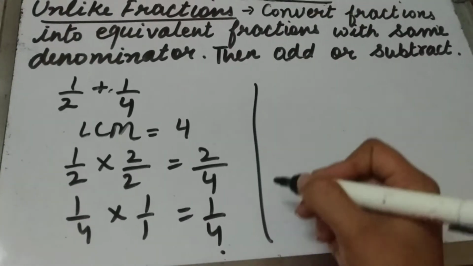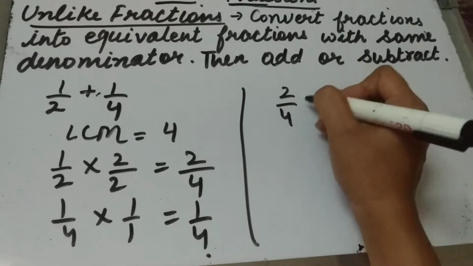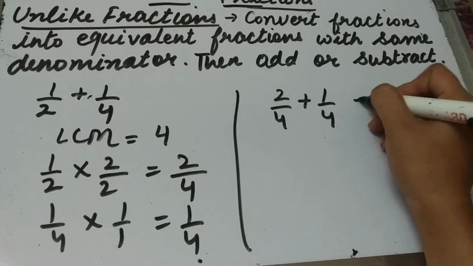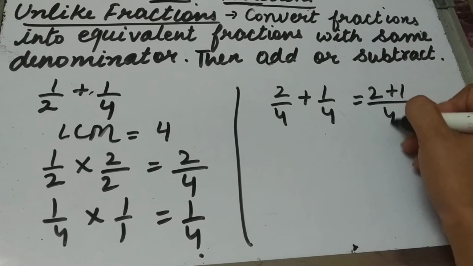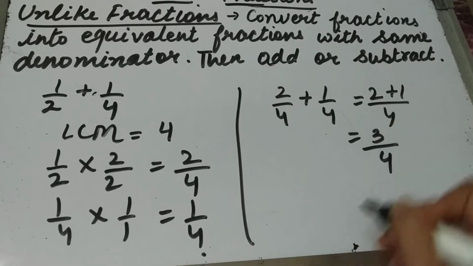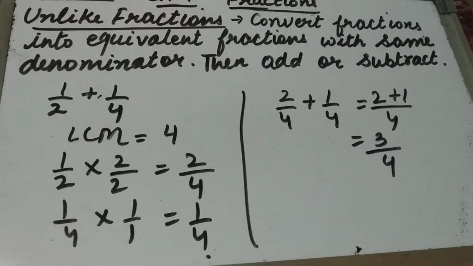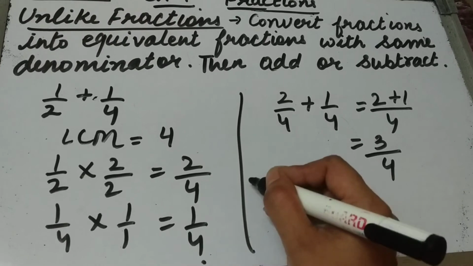After that we will add. So this will become 2 by 4 plus 1 by 4, which is 2 plus 1 by 4, which is 3 by 4.